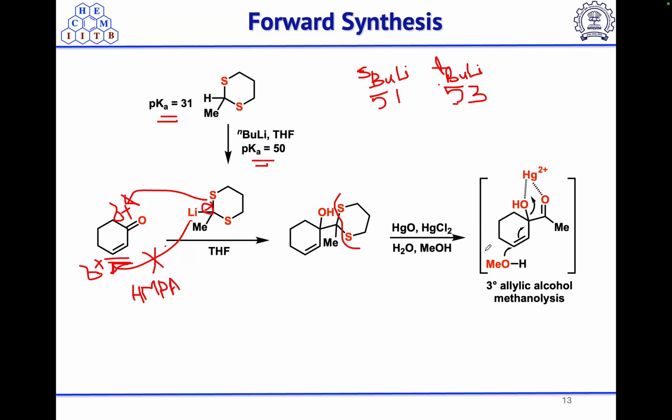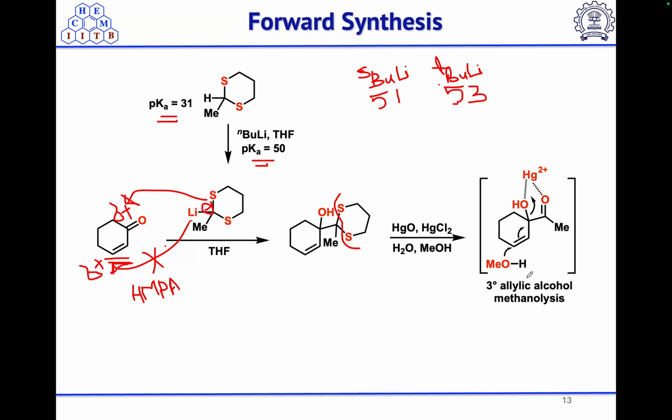Now the interesting thing is that you are using methanol in your reaction, and you are having the allylic alcohol. So this is the allylic alcohol. Hg2+ is there in your reaction medium, so this Hg2+ will bind with this allylic alcohol and also this carbonyl ketone. This is a tertiary alcohol, so it can easily break this C-O bond. Basically what will happen is the methanolysis of the tertiary allylic alcohol.